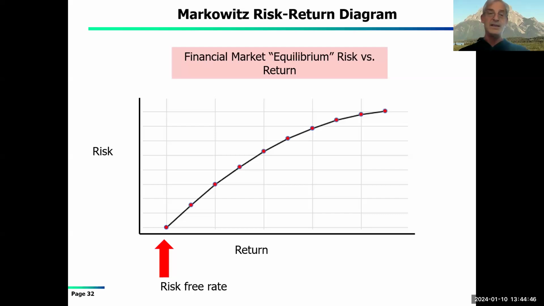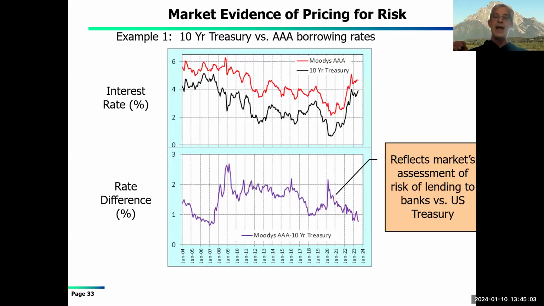And markets reflect this in terms of how they price things, how they price bonds, how they price securities, how they price all financial instruments. And here's some examples. What I have graphed here is the difference between the 10-year treasury rate, which is the black line that goes almost through December 2023, and a Moody's AAA. Moody's AAA are the safest corporate bonds that are out there.